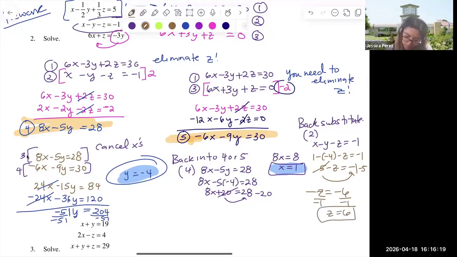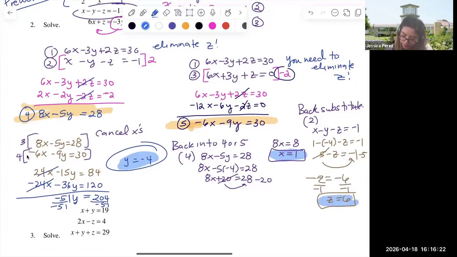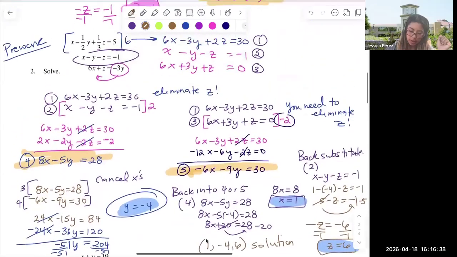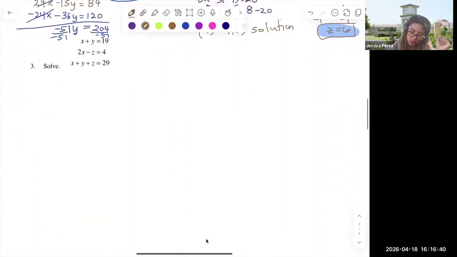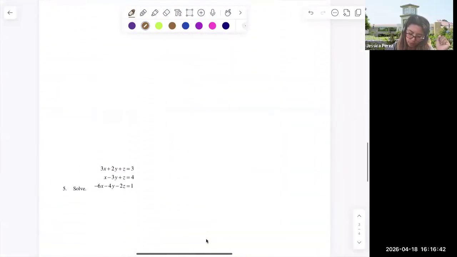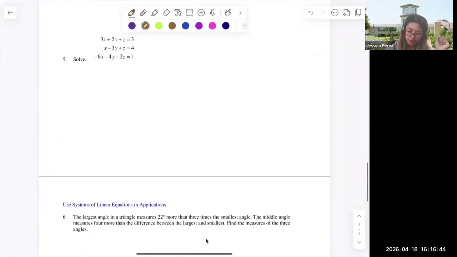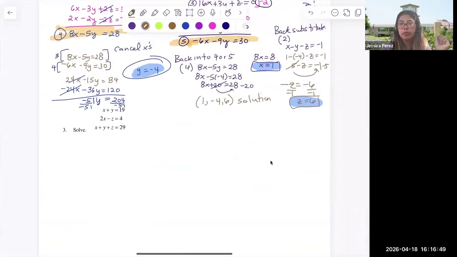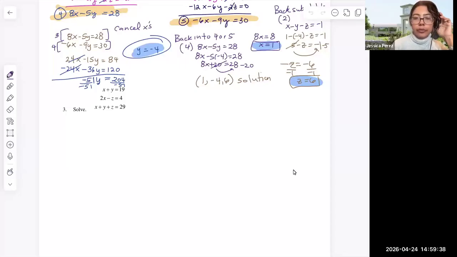So my ordered triple, my solution, if you will, is going to be the point 1, comma, negative 4, comma 6. And that is the solution. It's a unique solution of 1 only. So that's 1 and 2. So let's try 3, 4, 5, 6, and 7. So we still have a few more to go. So I'll pause that right now.